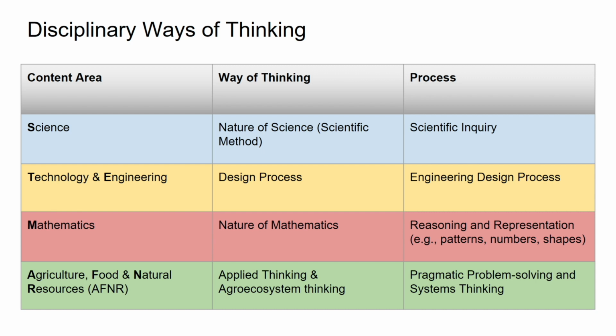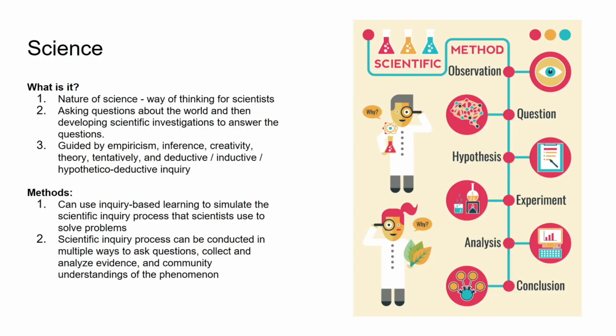Agriculture, food, and natural resource specialists or professionals have a way of knowing as applied thinking and also agroecosystem thinking, or systems thinking in that context. And they use the process of pragmatic problem solving to demonstrate the way of thinking called applied thinking, and they use systems thinking as the process of demonstrating agroecosystem thinking. So now let's walk through each of these ways of knowing.